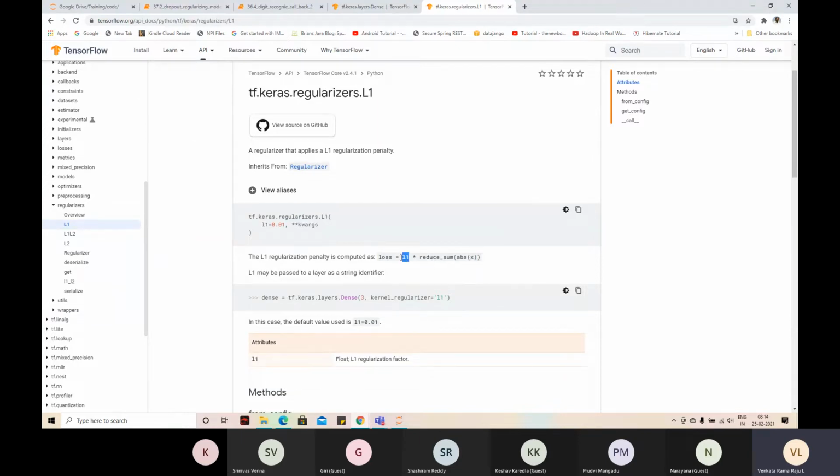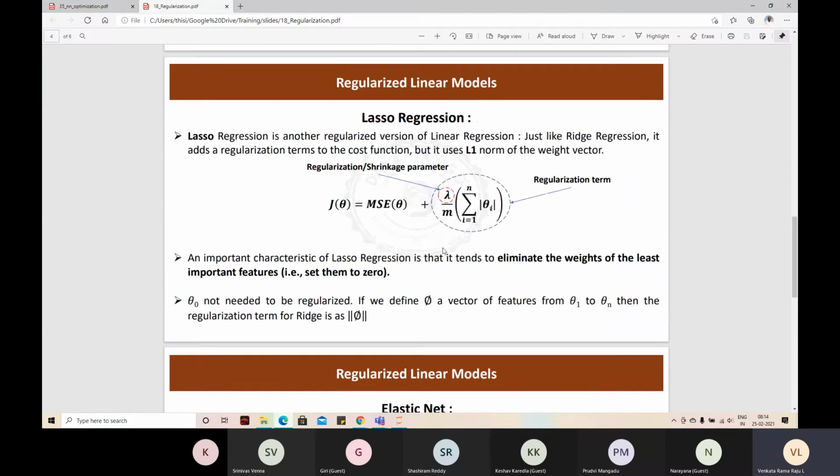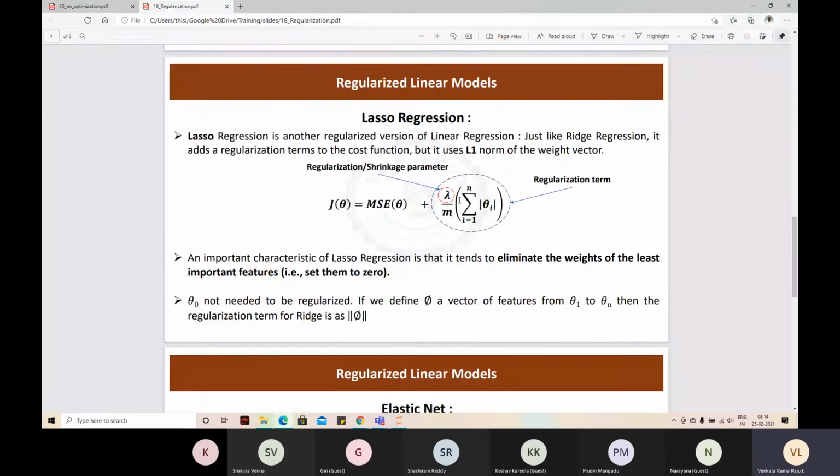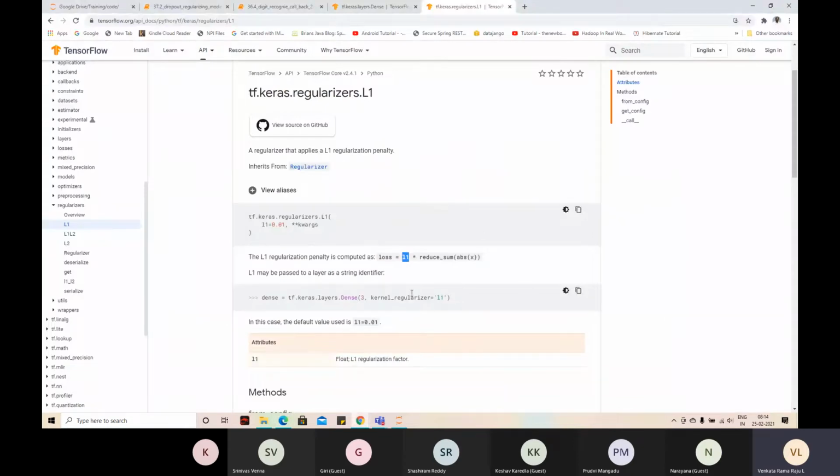So what is L1? L1 is this term. They are multiplying it with the absolute x, and that is the loss. So they are calculating the absolute x, theta, not theta. What is x here?